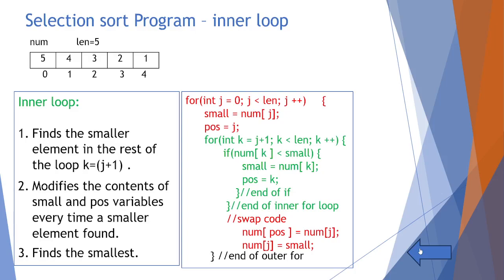And so on and so forth. It finds the smallest first of all, modifies the contents of small and pause variables every time a smaller element is found, and finally finds the smallest and updates small and pause.